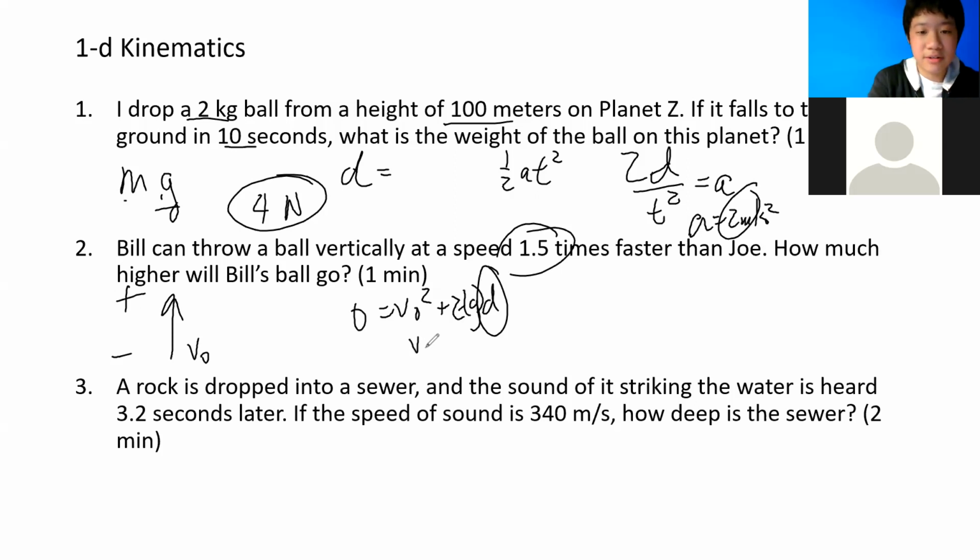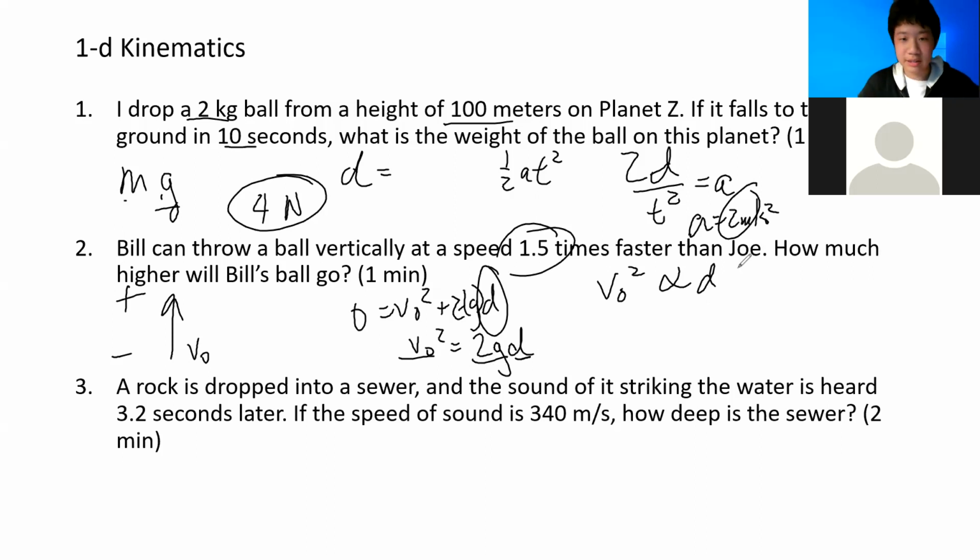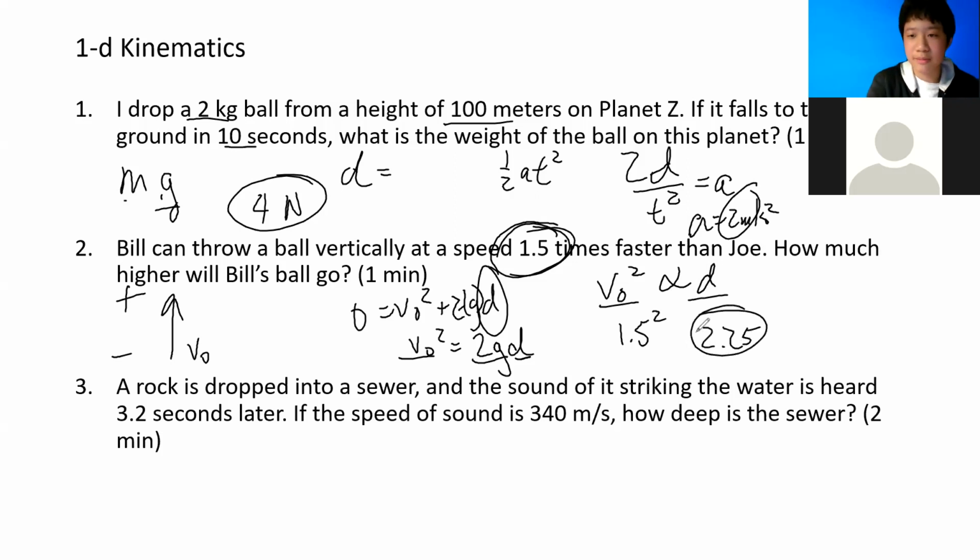So now we're going to have v0 squared equal to 2gd. So looking from this, we have 2 and g as a constant, right? So now we have v0 squared as proportional to d. So a fancy way you can write this is with this kind of weird symbol. v0 squared is proportional to d. So what does that mean? If we throw v0 at 1.5 times higher, then that's going to be 1.5 squared times the distance, because these two are in proportion. So that would just be 2.25 times the distance. This would be how much higher it would go.